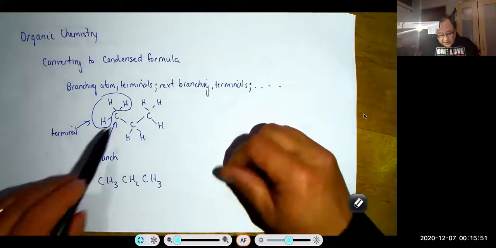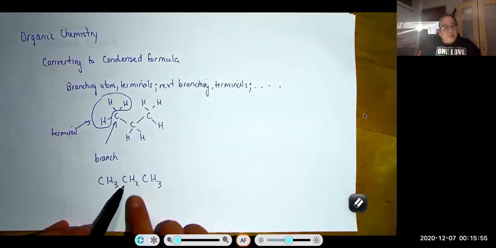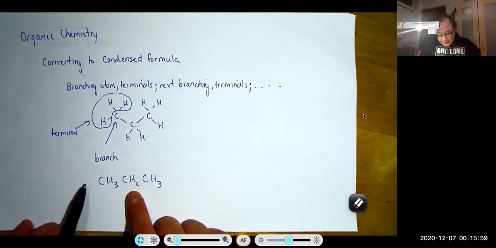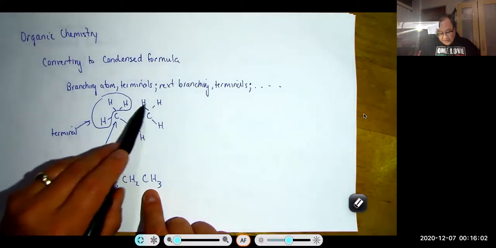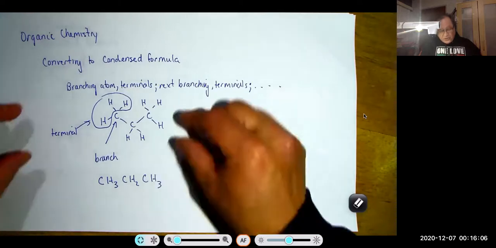The next branching atom is this carbon. So you write a C. How many terminals does it have on it? 2 hydrogens, so H2. And then CH3. So this is the condensed formula for this Lewis structure.